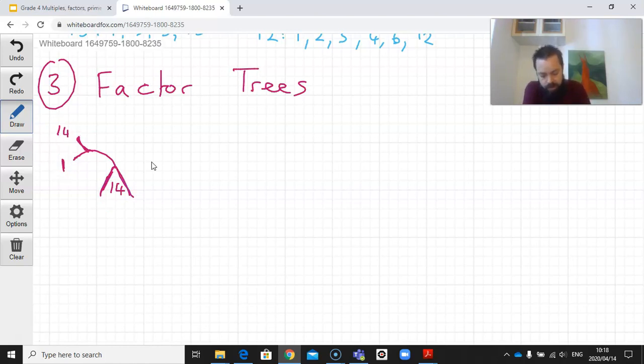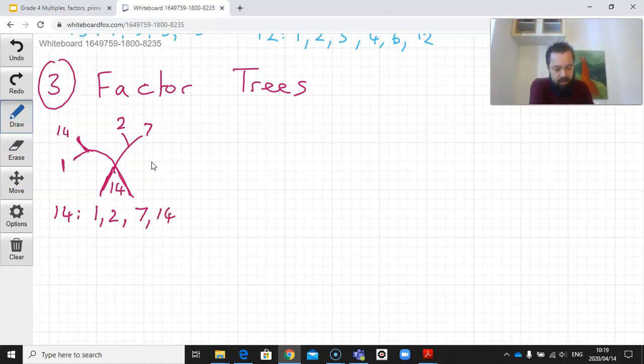I'm going to draw another branch. Does 2 fit in? 2 fits in. 2 times what? 2, 4, 6, 8, 10, 12, 14. 2 times 7. 3 doesn't fit in. 4 doesn't fit in. 5 doesn't. 6 doesn't. 7 does, but I've already got 7. So that's all the factors of 14. So 14 has the factors 1, 2, 7, and 14.